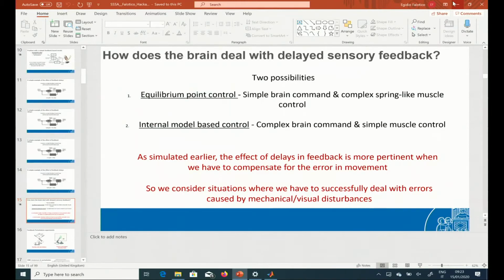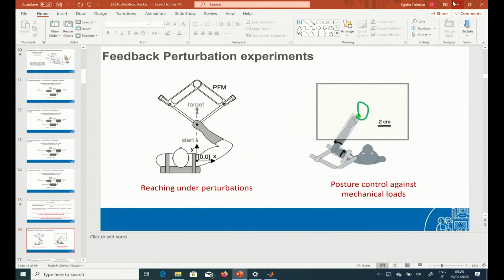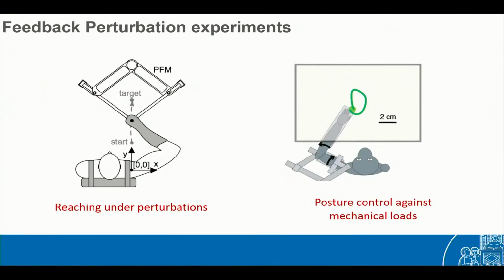The other theory was the internal model-based control, where they say that there are complex brain commands, and the control done by the muscle is a simple control. In order to verify this, they made an experiment like this one, where a human, for example, or a monkey was attached to a robotic arm, and they had to reach a target under perturbation or maintain the position when there is an external perturbation.